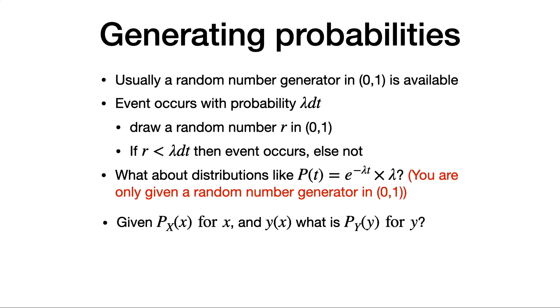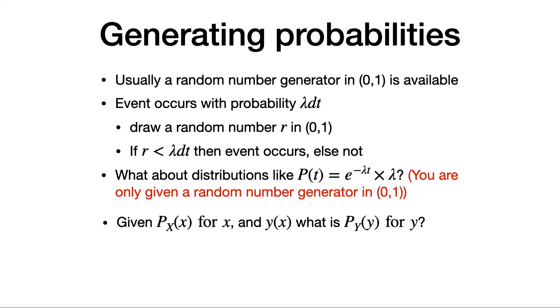So that we know how to do now. But what about distributions like an exponential distribution, when you are only given a random number generator in 0, 1? Nowadays maybe people use Mathematica or Python, where you can just say generate an exponential distribution. But still you might have some distribution which you do not know, and you are only given a random number between 0 and 1. So how do you generate such distributions on a computer?